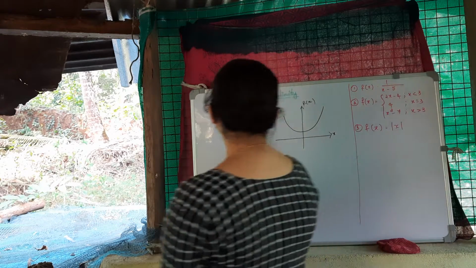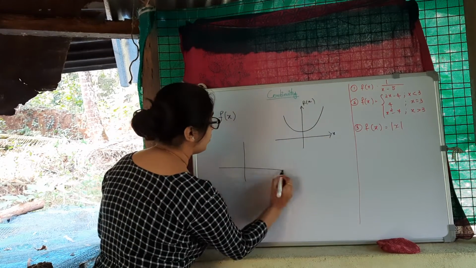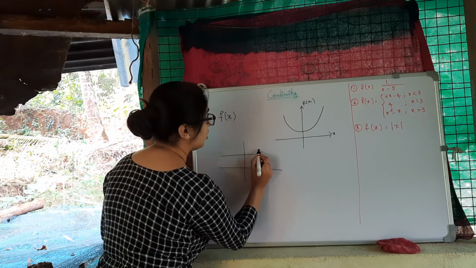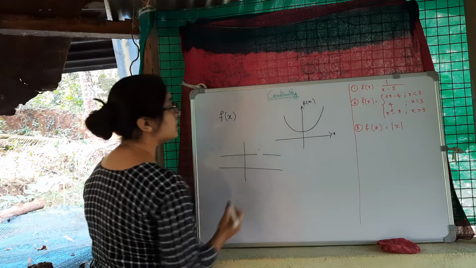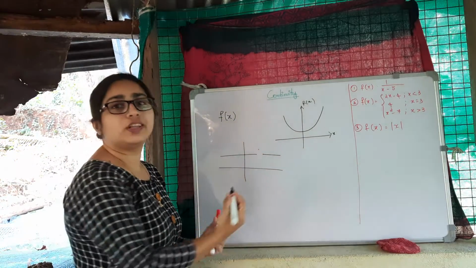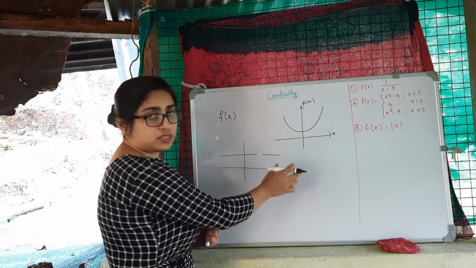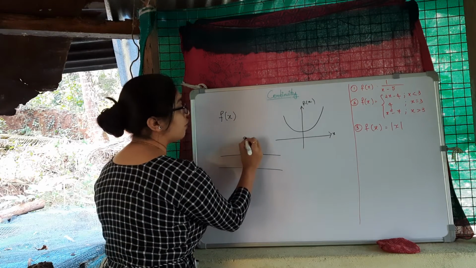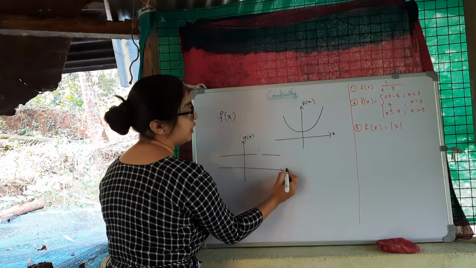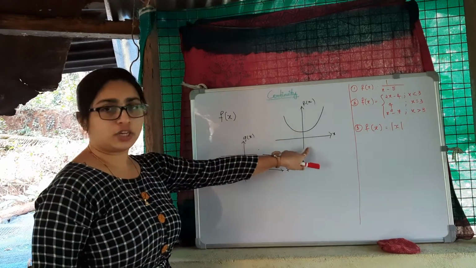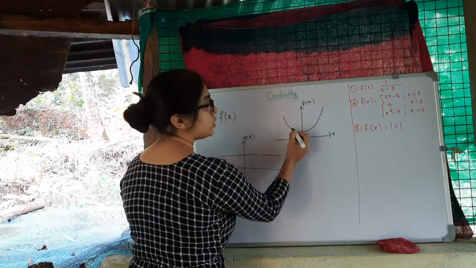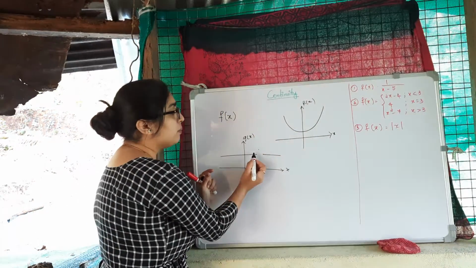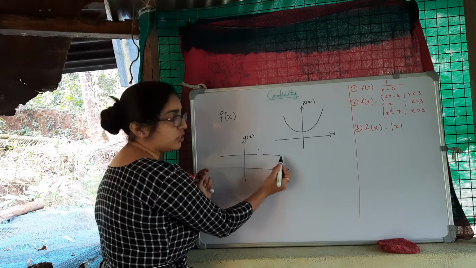So here, if I draw a graph like this, what happened? I had to lift my pen and then draw this part. So this function g of x becomes discontinuous. This is a continuous function, where I can draw a graph without lifting my pen. This is a discontinuous function because I had to lift my pen to draw this part.